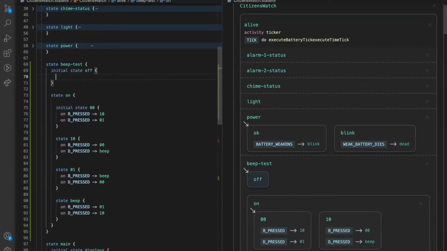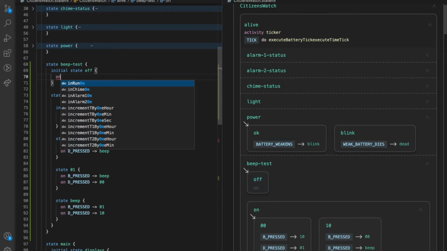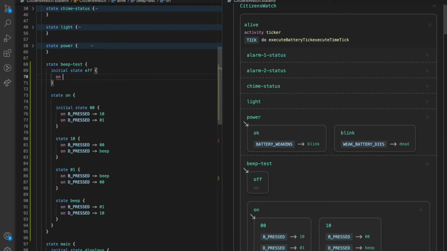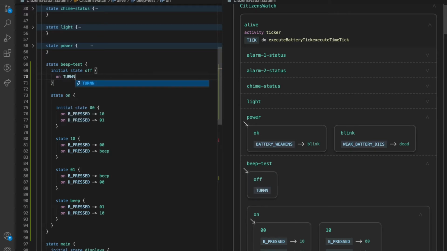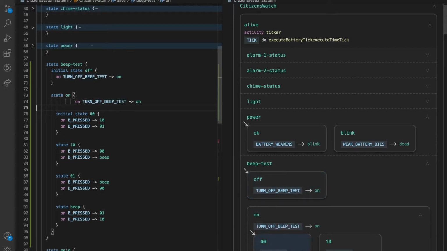And we have it. So in the beep test, you can be off. And we're going to have an event here that's turn on. Do you have a good name for this? Turn on beep test, and we're just going to go to on. If you have a better name, we could totally change it. It's fine, I think. Turn on beep test.